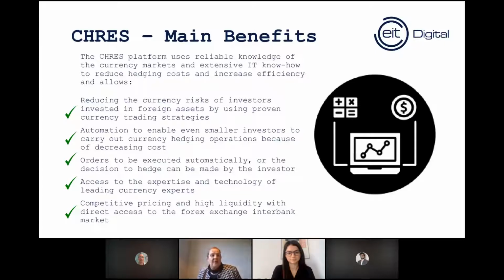Also, the automatic execution of orders will be a benefit for some investors. Others may still prefer to do this manually to have control over their positions. And then there is the access to the expertise. If you have any specific requests, we could also integrate models for specific user needs, tailor-made.